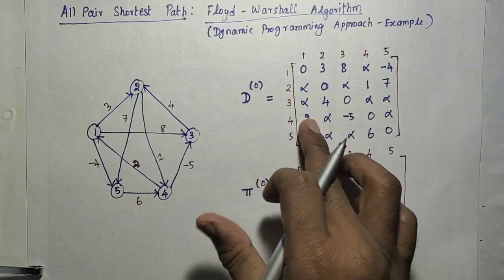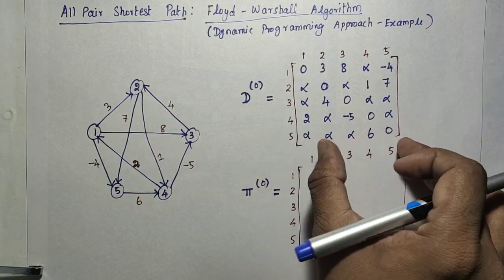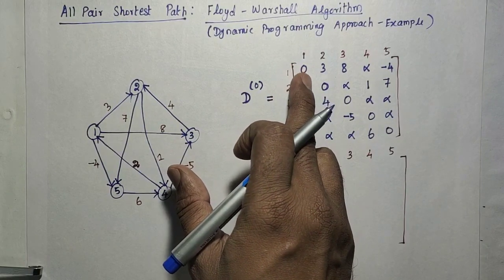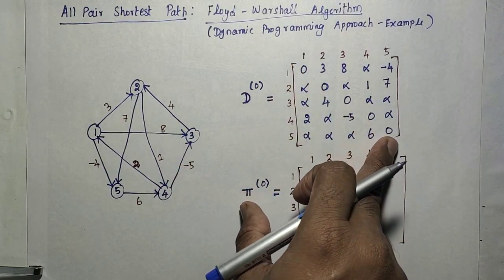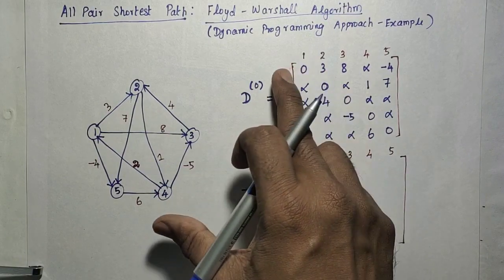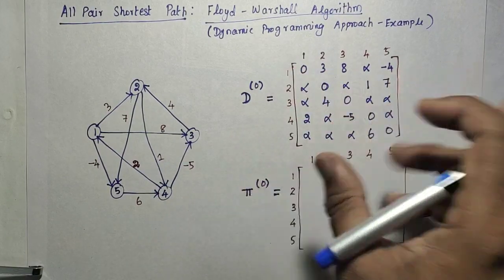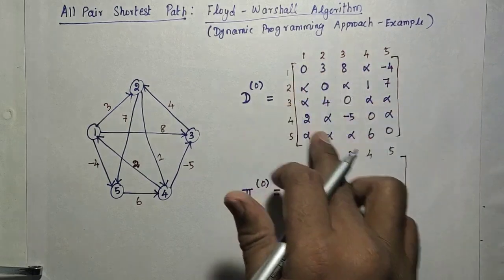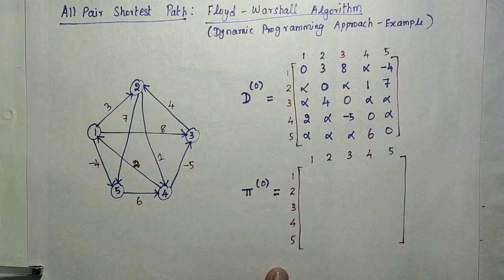We have filled the remaining values also. So this is the initial distance matrix. When i equals j, it will be 0. If a direct edge is present, the cost will be filled. If there is no direct edge, it will be infinity. That's all: infinity, 0, or the cost. That is the distance matrix.